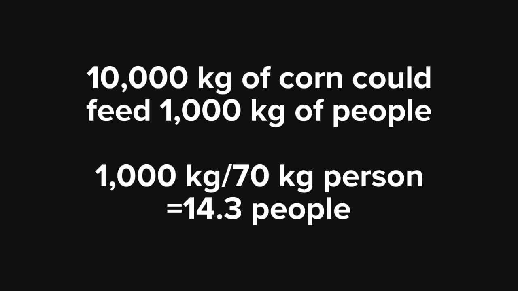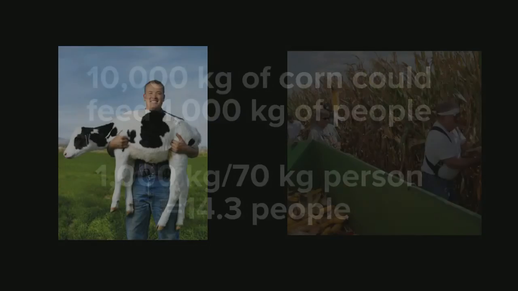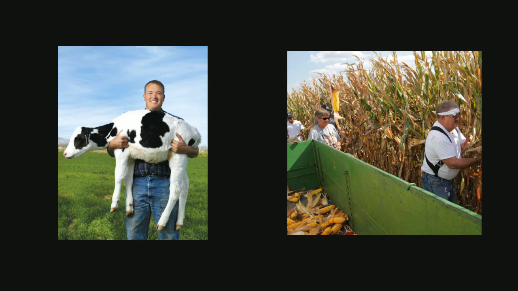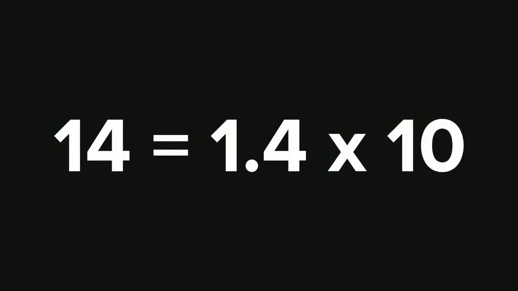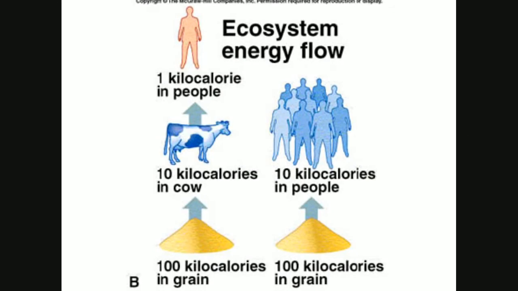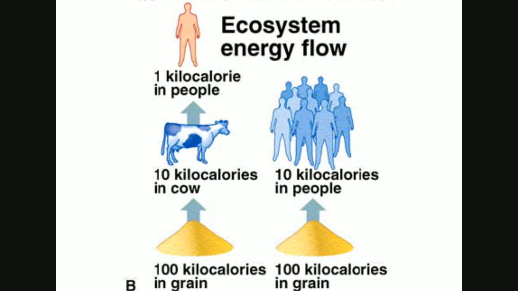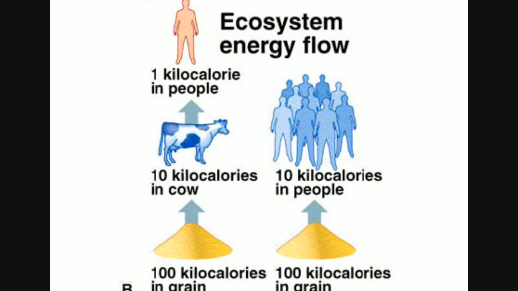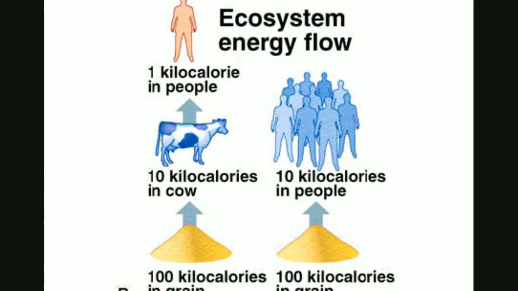From 10,000 kilograms of corn, 1,000 kilograms of people could be fed, or about 14 average-sized people. That's a lot more than the 1.4 people living off the cow. In fact, it's 10 times more. You see, by dropping a trophic level, we are reducing wasted energy and increasing the amount of people we can feed by a factor of 10.